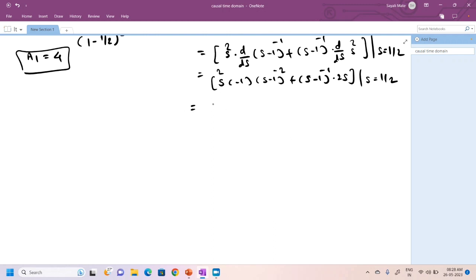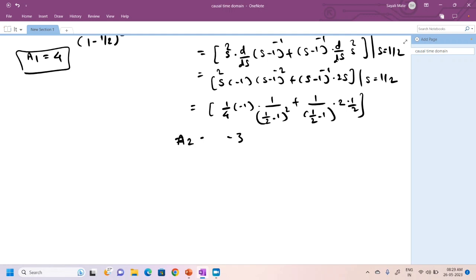So s² means it is equal to 1/4 into −1 into 1/(1/2 − 1)², plus 1/(1/2 − 1) into 2 into 1/2. So when we solve all this, we will get A2 is equal to −3. So this is our second coefficient A2.